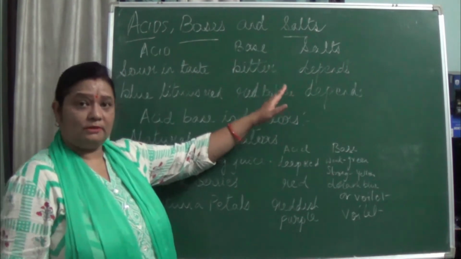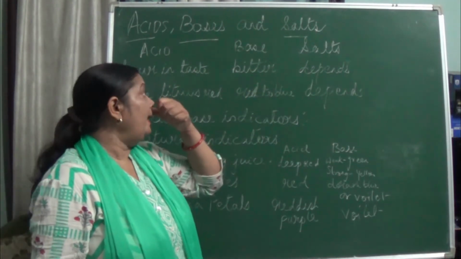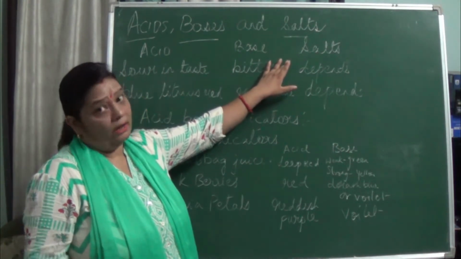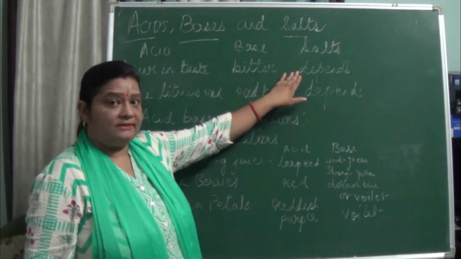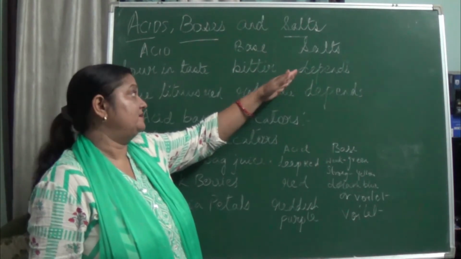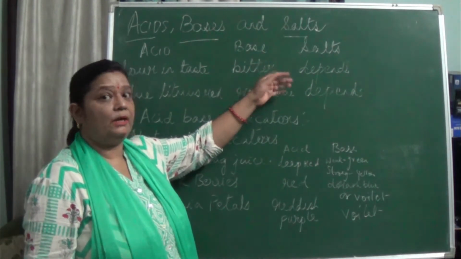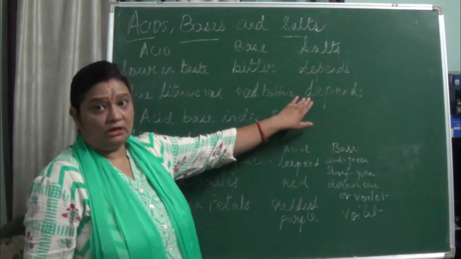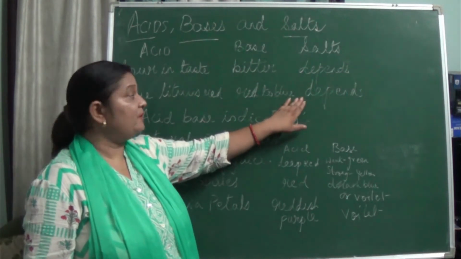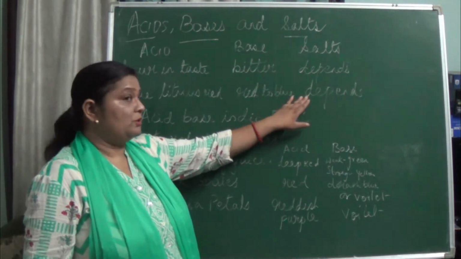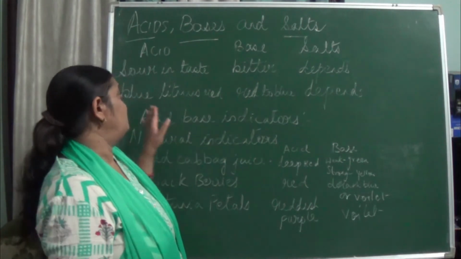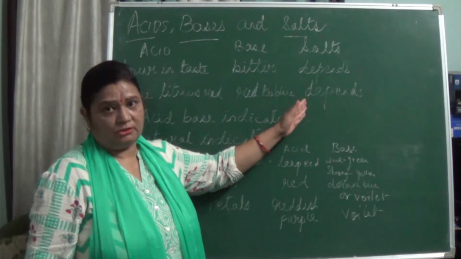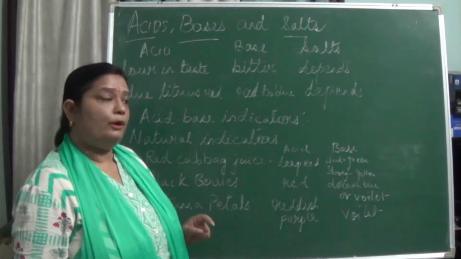When I am talking about the salt, I have written here "depends." Why? Because salts can be an acidic salt or a basic salt, or a neutral salt. So taste will depend whether it is slightly sour, slightly bitter or salty in nature. Regarding litmus paper color change, it also depends. If it is acidic, it will change blue to red. If it is a basic salt, it will change red to blue. If it is a neutral salt, the litmus paper color will not change.